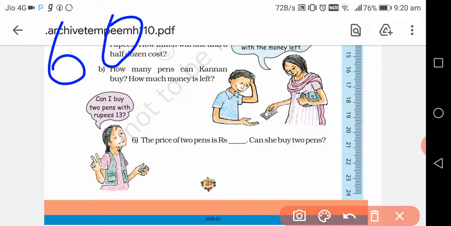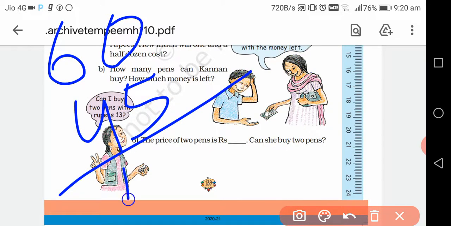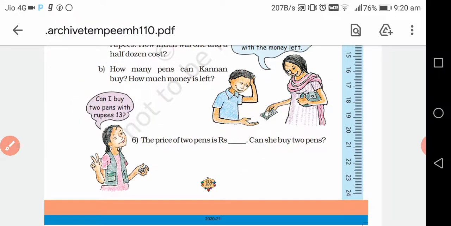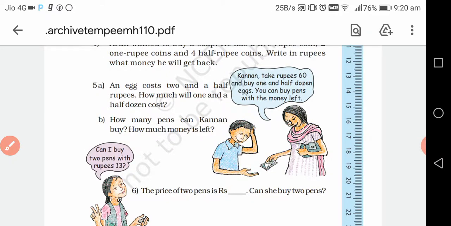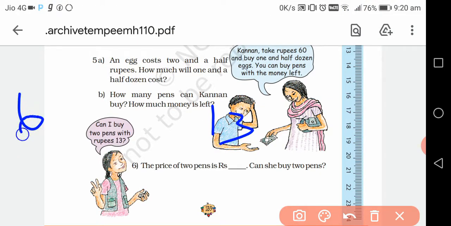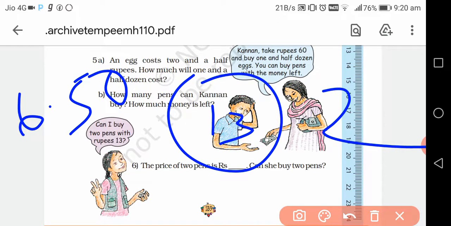He will first of all get 1.5 dozen eggs. और वो एग खरीदने के बाद जितना पैसा उसका बचेगा उसमें से वो पेन खरीदेगा. ओके. अगर एग्स का प्राइस 45 हो जाता है तो उसके पास बचते हैं 15. तो उसमें वो कितना पेन खरीद सकता है. Okay. So in number 6 you have to solve it like word problems. And number 6, the price of 2 pens, 2 पेन का दाम कितना है? The price of 2 pens is 13 rupees because it is 6.50 for a single pen. Okay, can she buy 2 pens? Obviously she can buy 2 pens.